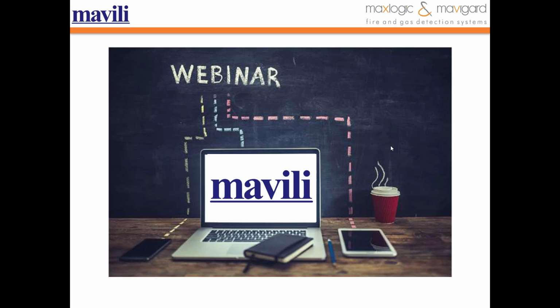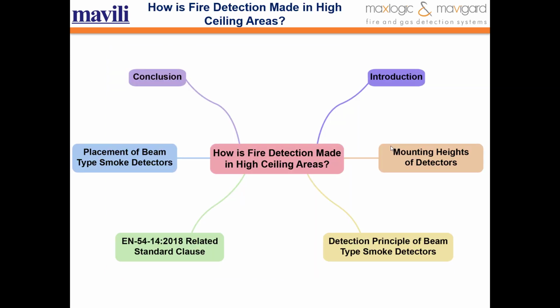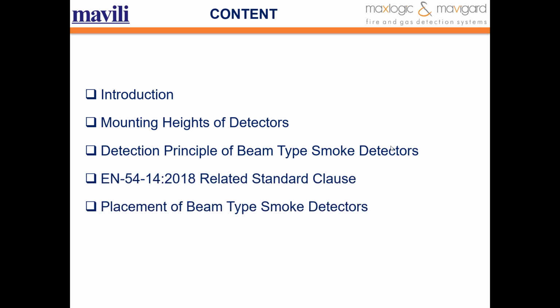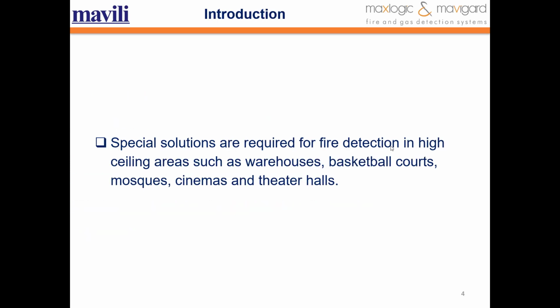I am Serhat, and today's topic will be how fire detection is made in high ceiling areas. Today's subtopics will be: introduction, mounting heights of detectors, detection principle of beam type smoke detectors, EN54 related standard clause, placement of beam type smoke detectors, and conclusion. These are the contents. Let's start.